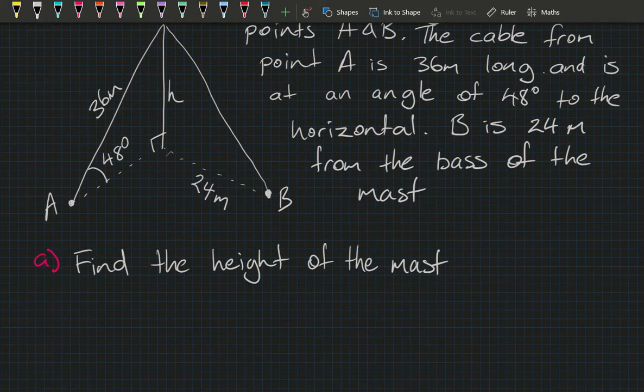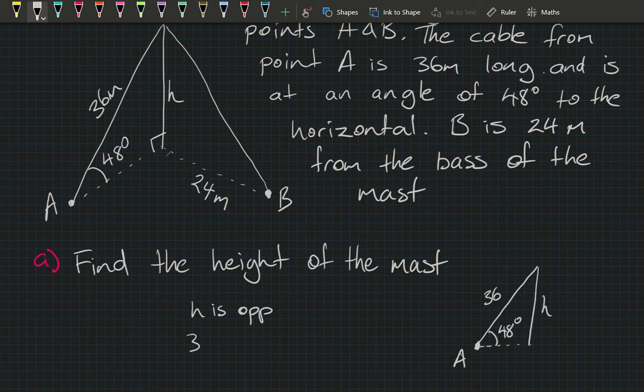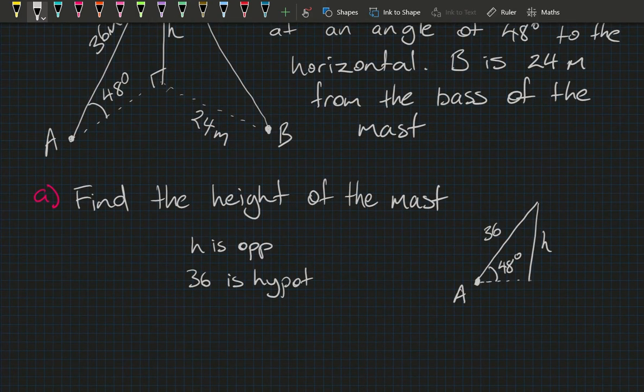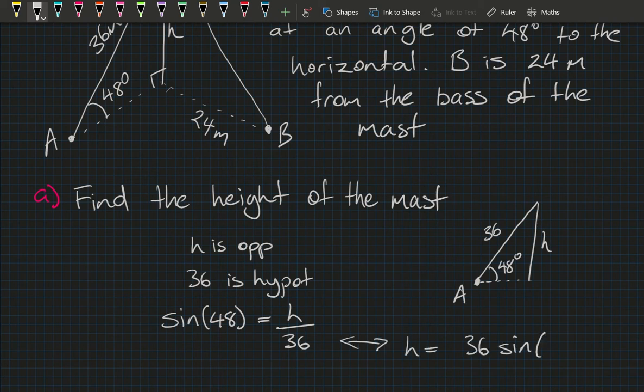So let's just redraw the triangle that the cable from A and H make with the horizontal. So clearly H is opposite and 36 is the hypotenuse. So opposite and hypotenuse means we're going to use sine, and we have 48 degrees here, so sine of 48 is going to equal H over 36. In other words, H is equal to 36 times the sine of 48.